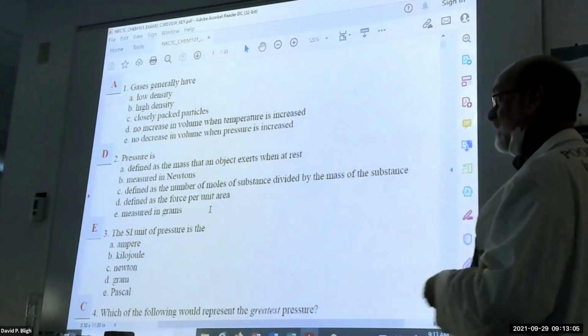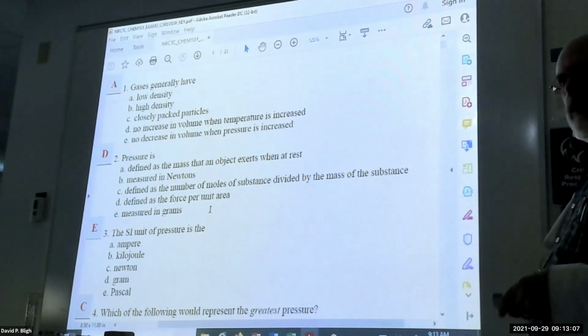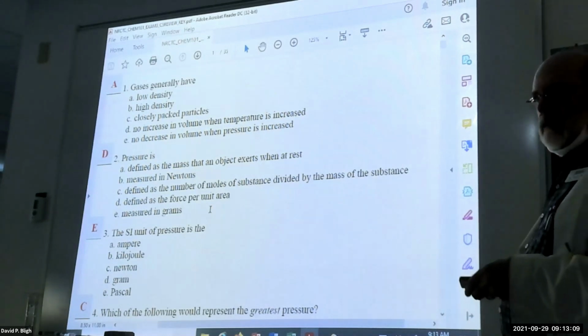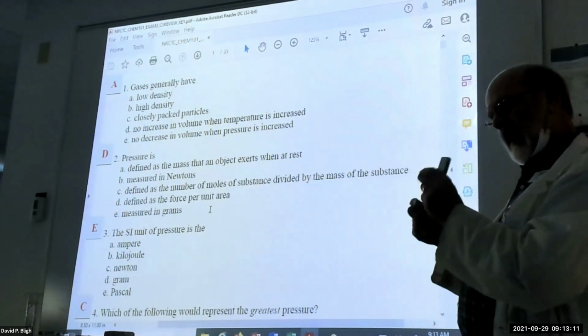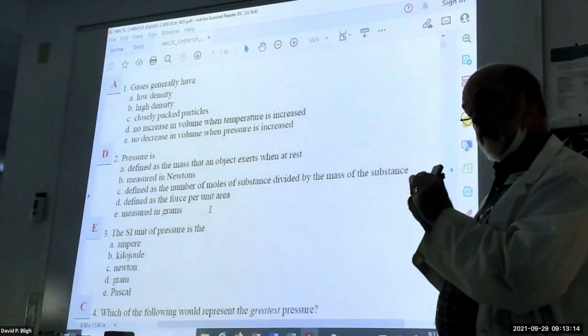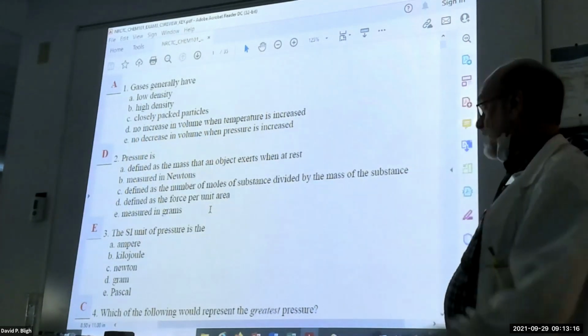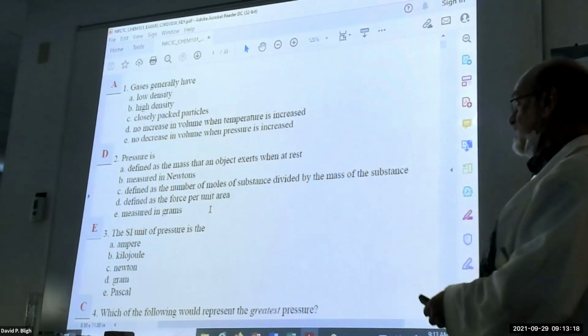Yes, low density, definitely not high density, not closely packed particles either. Right? Compared to the size of the gas molecule, the distance between them is huge. Lots of space.